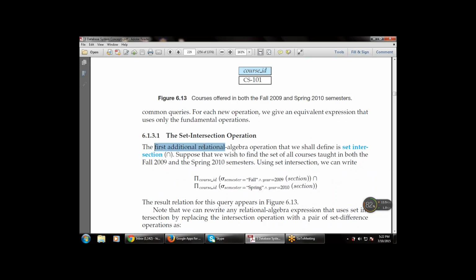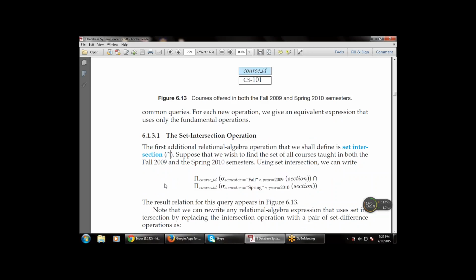The first additional relational algebra operation that we shall define is the set intersection operation, denoted by the reverse U. Suppose we wish to find the set of all the courses that are taught in both the fall 2009 and the spring 2010 semesters.